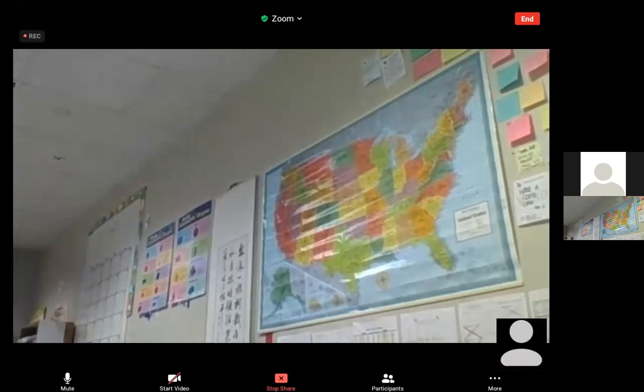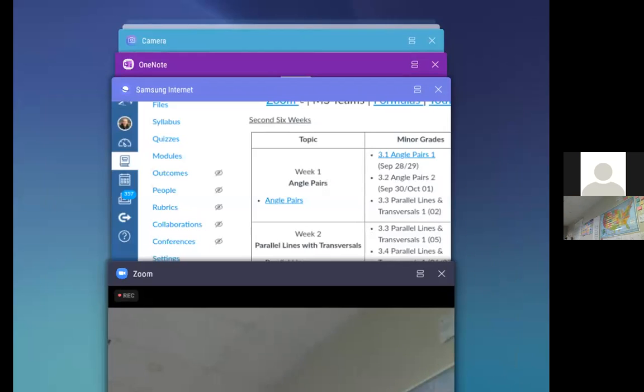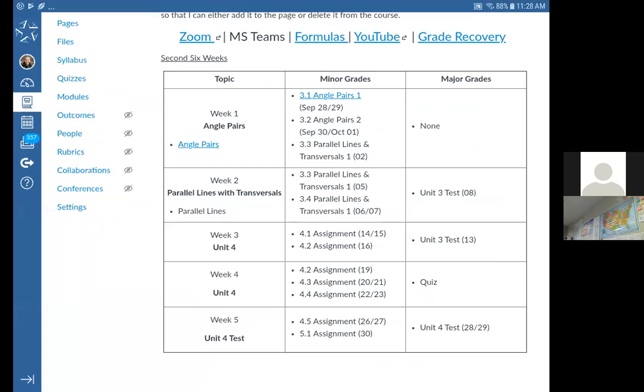Audio is a little bit better, maybe? No more feedback? Okay, so we're looking into angle pairs. So those of you that are here, I'll put your phones away. Get them off the desk, please.